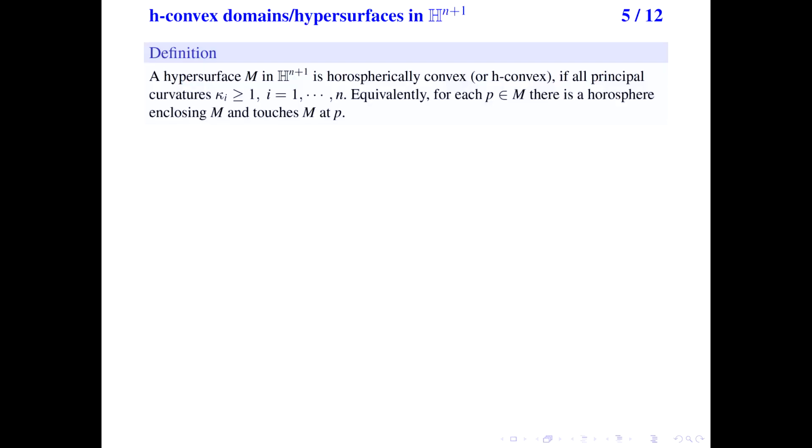There is a natural convexity for hypersurfaces in hyperbolic space, the h-convexity. We give the definition here. A hypersurface M in the hyperbolic space is called h-convex, or horospherically convex, if all principal curvatures are greater than 1. Equivalently, this means that for any point P on the hypersurface, there is a horosphere enclosing the hypersurface and touching at the point P.